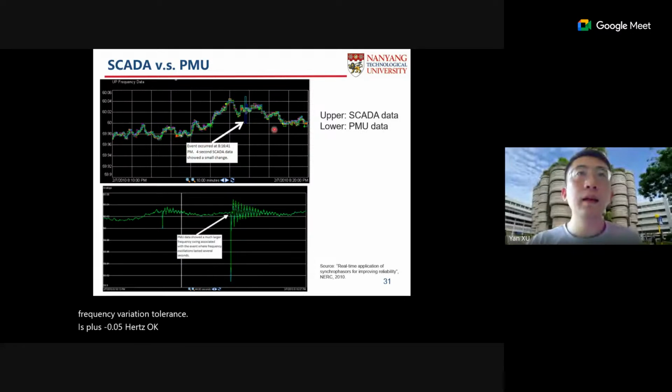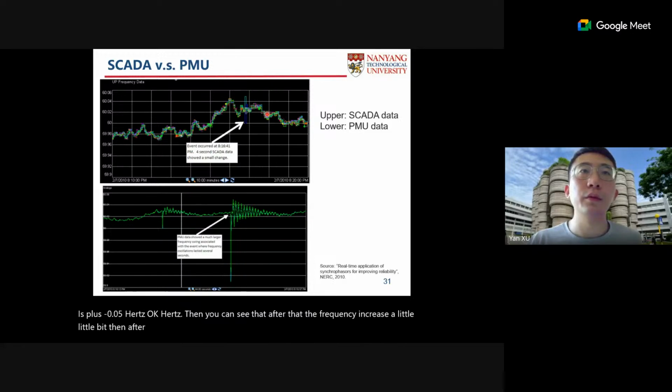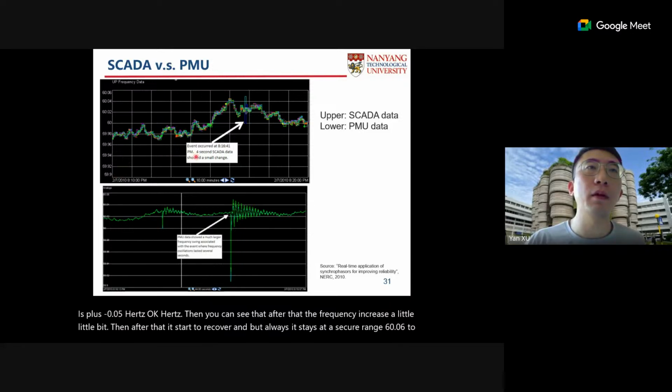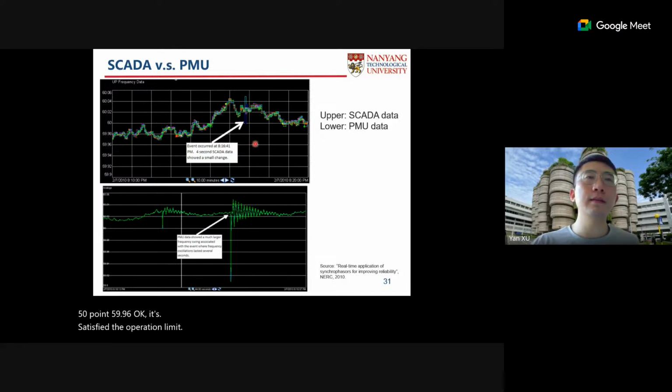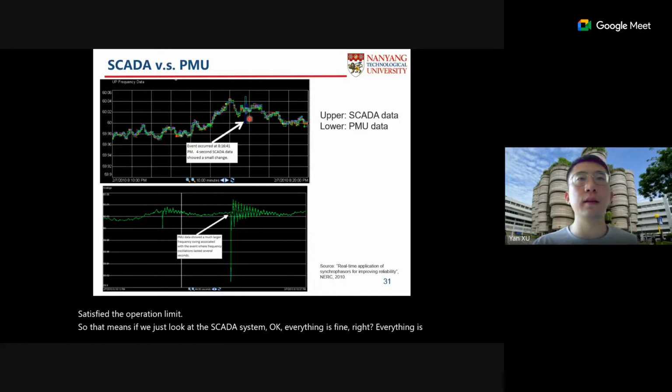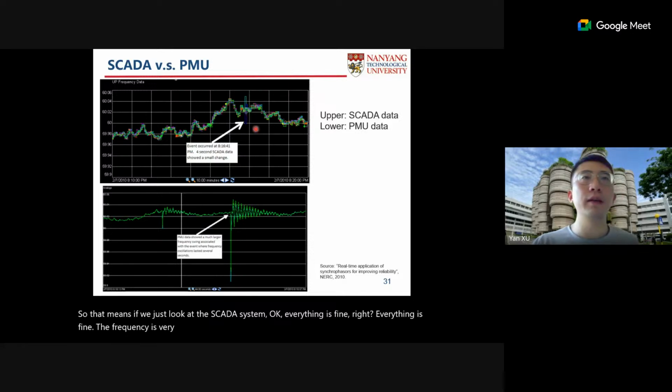Then you can see that after that, the frequency increased a little bit. Then it starts to recover, but always it stays at a secure range, 60.06 to 59.96, which satisfies the operation limit. So that means if we just look at the SCADA system, everything is fine. The frequency is very good. They are always within the operational limit. So this is the observation from the SCADA data.